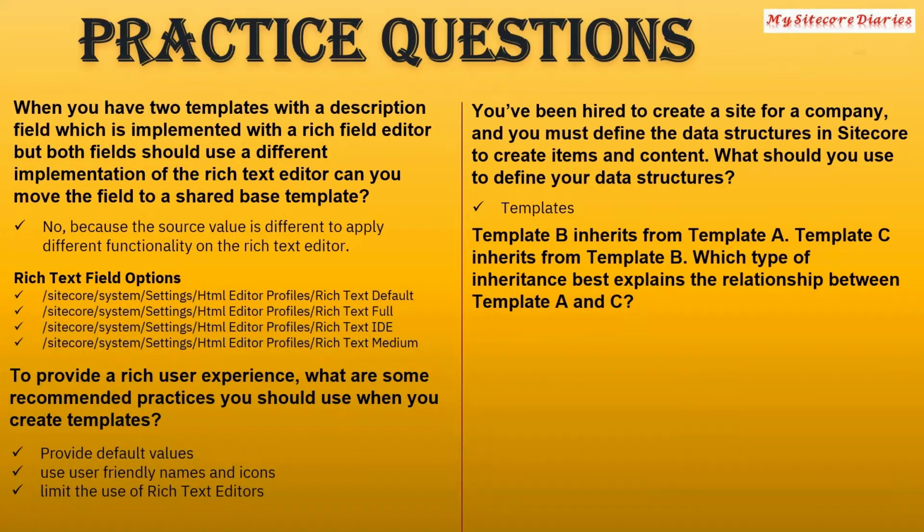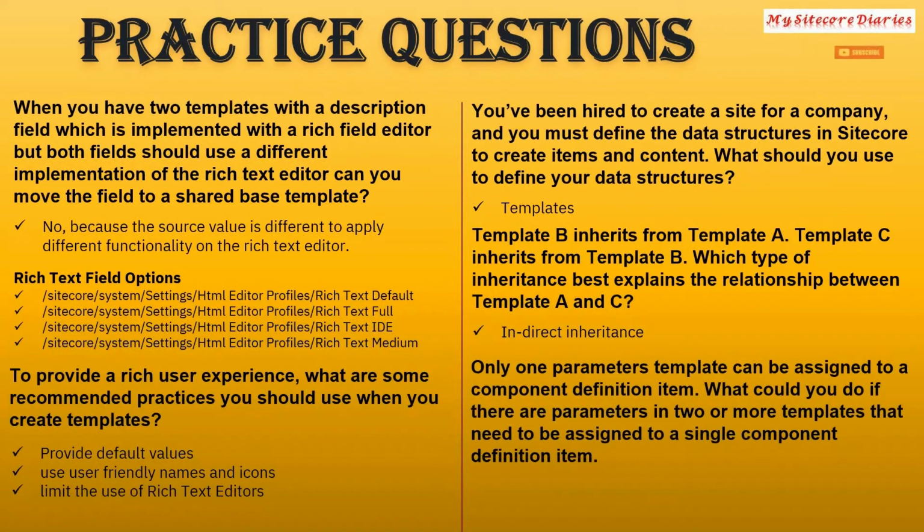Template B inherits from template A, and template C inherits from template B. So B inherits A, A into B, B into C. Which type of inheritance explains the relationship between A and C? A and C is an indirect inheritance.